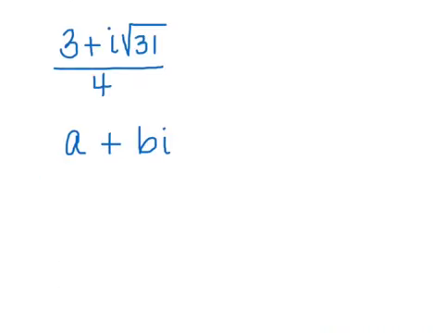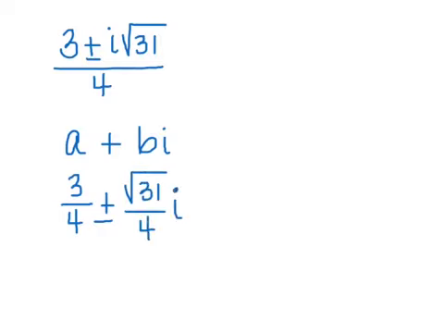The final step possibly requires reducing sometimes, but oftentimes requires you to write it in a plus bi form at least. And so if that's the case, we can again split these up into 3/4 plus or minus the square root of 31/4, and then put the i out to the side. Then it looks more like a plus or minus bi. And the plus or minus means that there's really two answers, and remember this is what x is equaling.